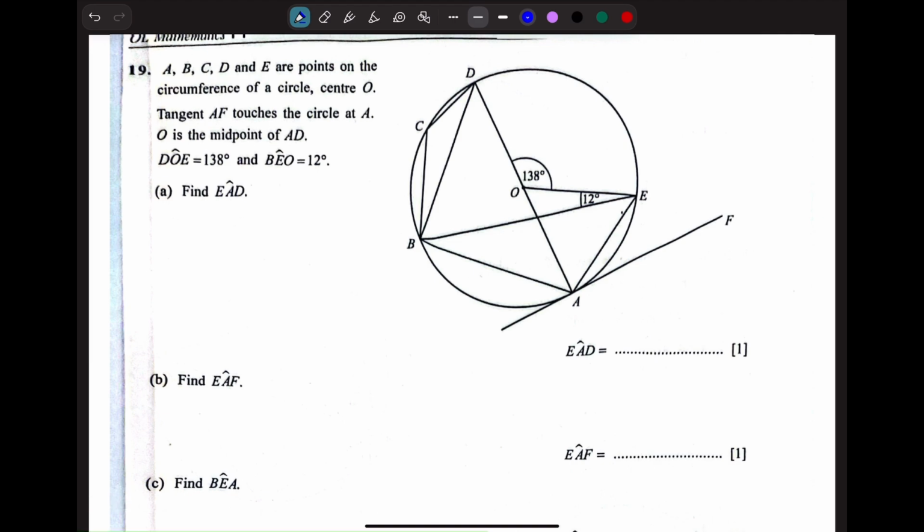Question number 19. A, B, C, D, and E are points on the circumference of a circle, center O. Tangent AF touches the circle at A. O is the midpoint. Okay, so the radius and tangent will make a 90-degree angle. Let's mark that right now. This is the diameter. So the diameter is going to make a 90-degree angle. So let's mark this as well.